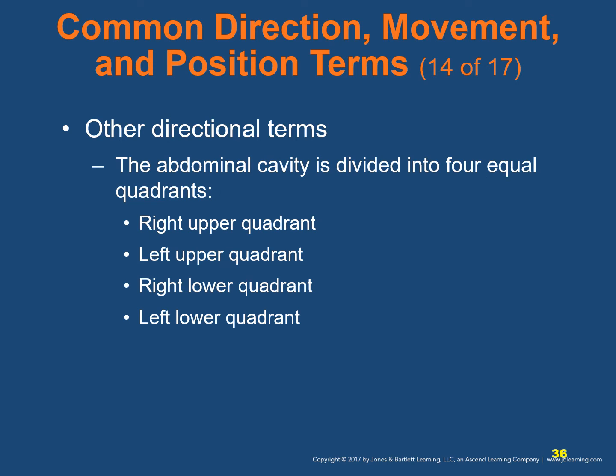As an EMT, you should be able to describe the exact location of areas of the abdomen. The abdominal cavity is divided into 4 equal quadrants. You have the right upper quadrant, left upper quadrant, right lower quadrant, and left lower quadrant. Again, right and left refer to the patient's right and left, not yours.